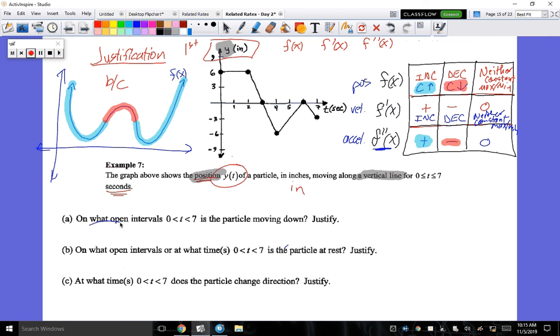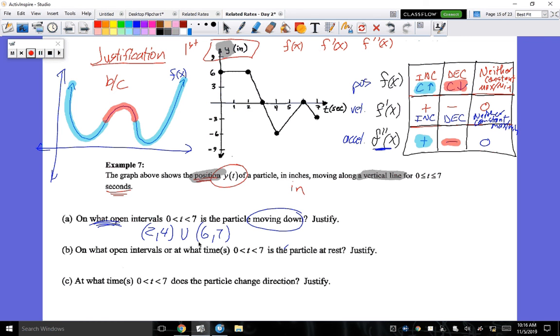So on what open intervals is the particle moving down? If the particle is moving down, what would be my first interval that the particle is moving down? 2 to 4. And what's the other one that it's moving down? 6 to 7. What's your because? What's your justification?